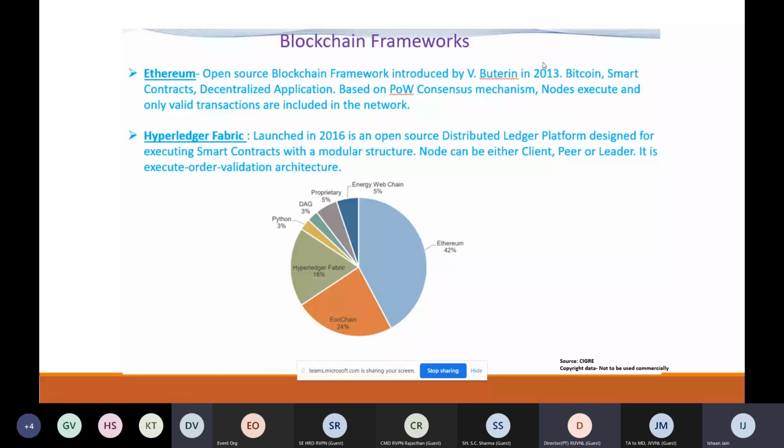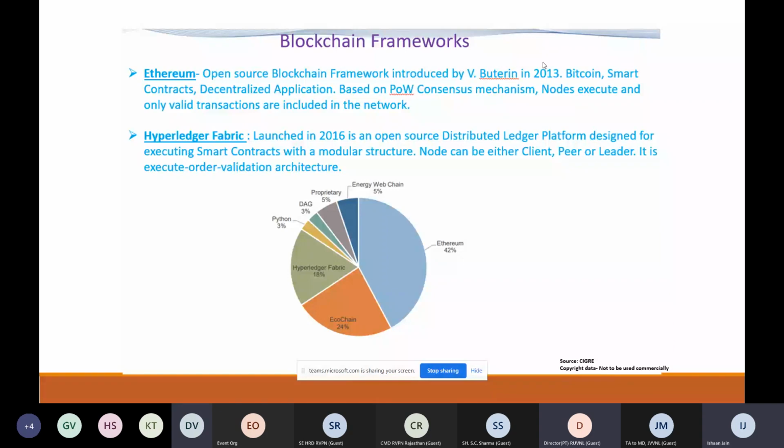Suppose you take an example of IRCTC. You are having only three stakeholders: you are the consumer, then the centralized framework of railways, and then they are connected with some banking solution. But in this blockchain network, everybody can connect with each other. So that is the beauty of this blockchain framework.